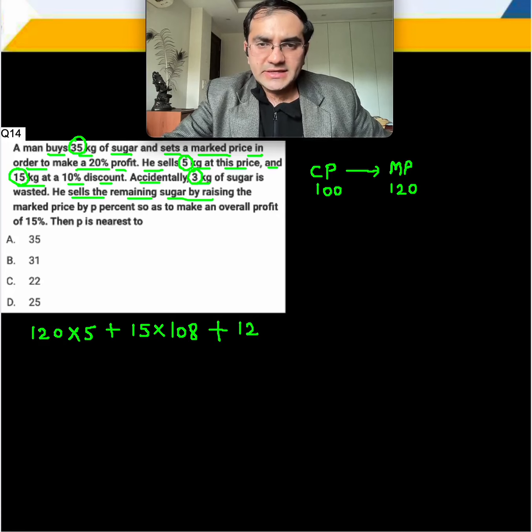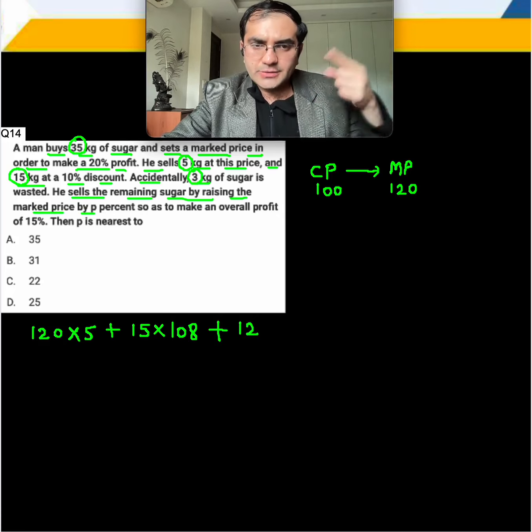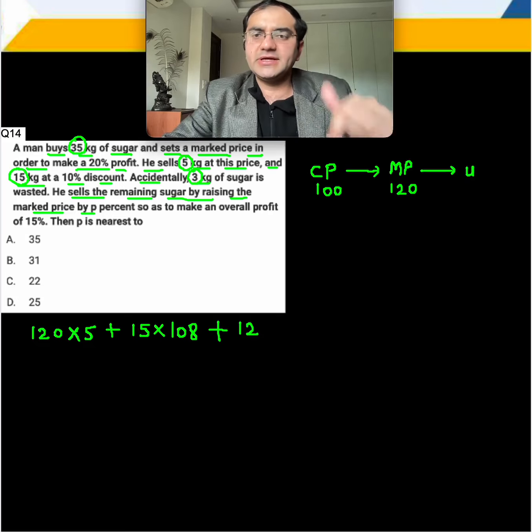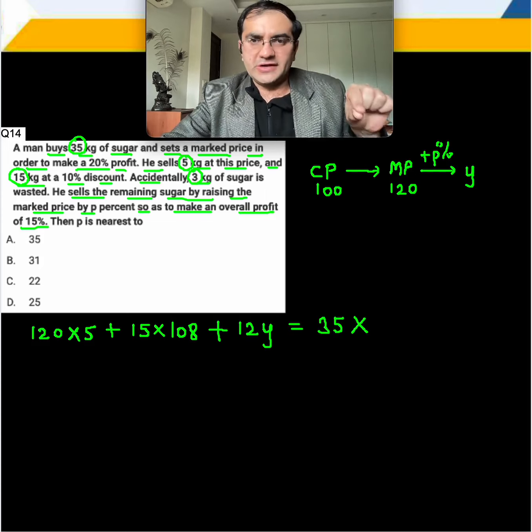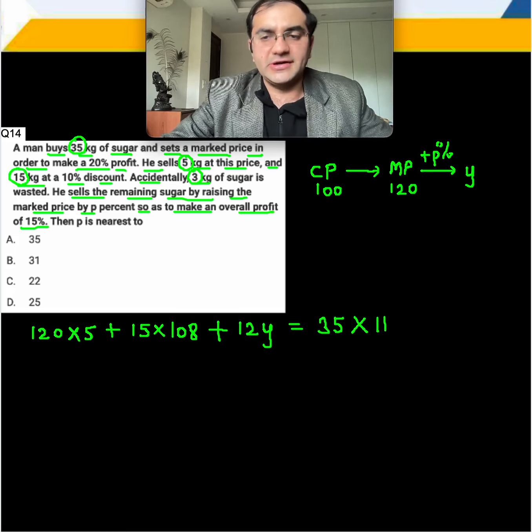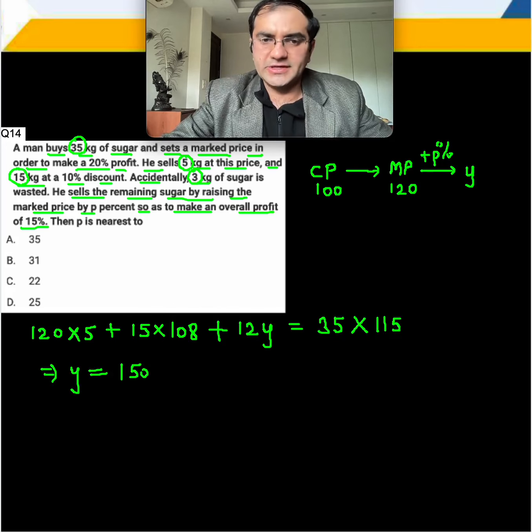Okay? He sells the remaining sugar by raising the marked price by p%. So let me create another price y after raising by p% at which he sells the remaining 12 kg, so as to make an overall profit of 15%. So let us get to overall profit of 15%. For 35 kg, CP was 100 rupees, profit 15% becomes 115 rupees. When you solve this, you will get the value of y. Use a calculator, it will be 150.4 rupees. Okay? Almost done.